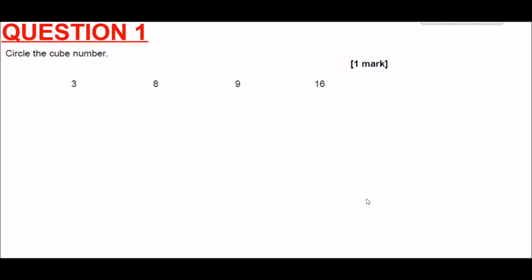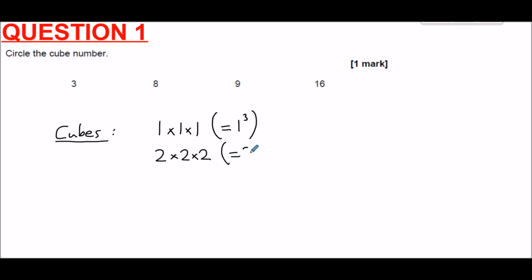So question 1, we're asked to circle the cube number. Now, a cube number just means any whole number multiplied by itself 3 times in a row. So, for example, the first cube number would be 1 times 1 times 1, which is 1 cubed. The second cube number would be 2 multiplied by 2 multiplied by 2, which is 2 cubed, and so on. The third cube number would be 3 multiplied by 3 multiplied by 3, and we can just keep going.